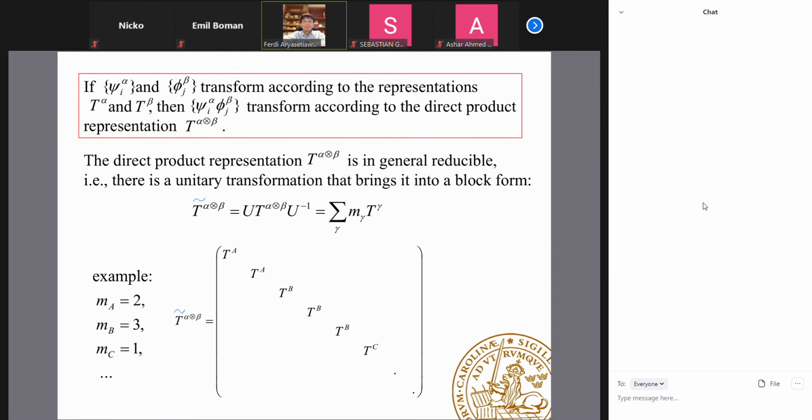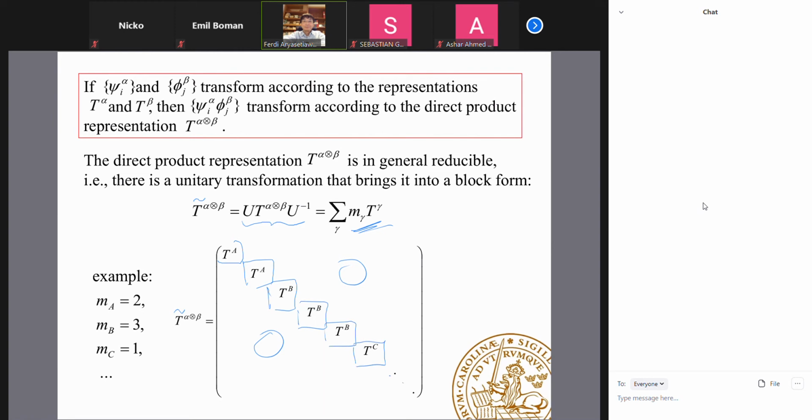So I perform similarity transformations on the direct product matrix T alpha beta, T alpha cross beta, by the matrix U. Then that matrix is brought into a block form. So this is the block form here, and this is 0, 0. Each of these is a matrix. This is just an example, and so on.